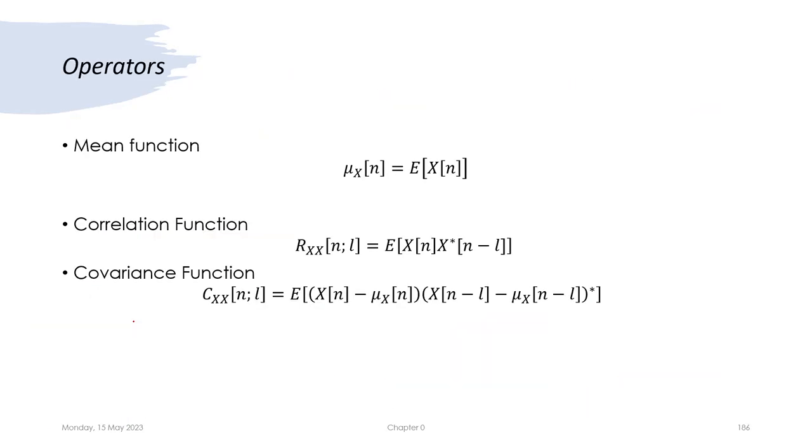So here are a few operators that we would want to work with. The first operator that we use is the mean function, that is the expected value of X_n. This is defined for each instant in time, and this is given as, so over a single random variable.